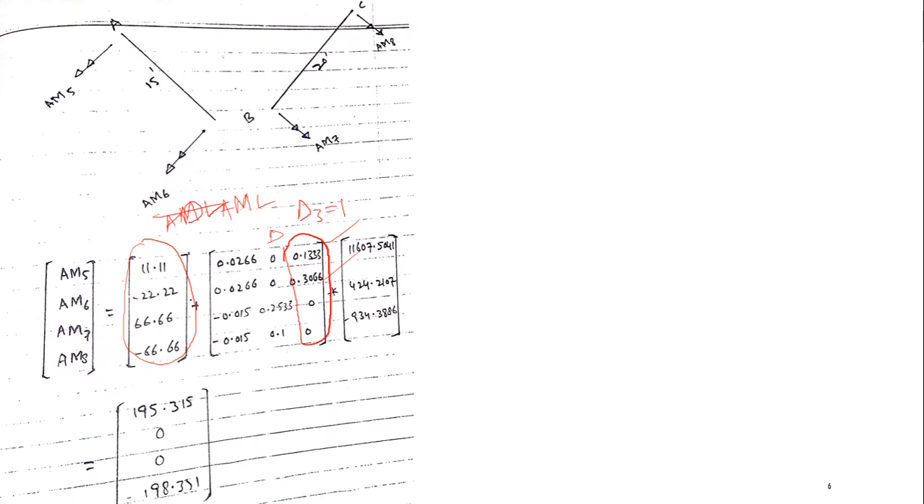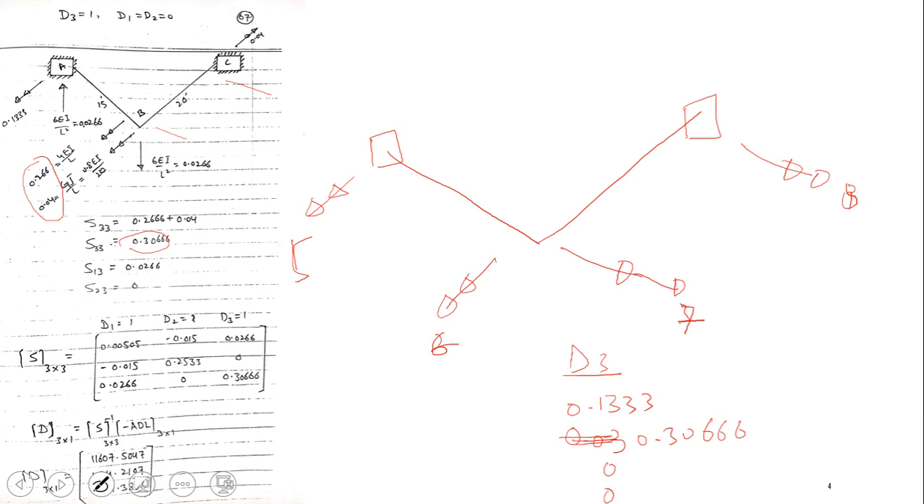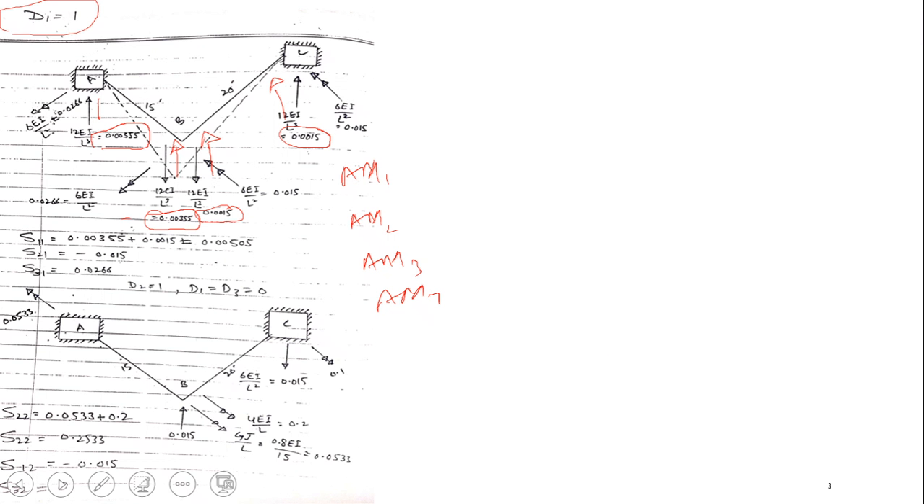For D2 equal to 1, this column would be coming. For D1 equal to 1, this column would be obtained. So it's very easy. I mean, you need some time to understand these concepts. The basic concepts are the same as the stiffness matrix method that has been employed for 2D structures. So for 3D, it's also the same.